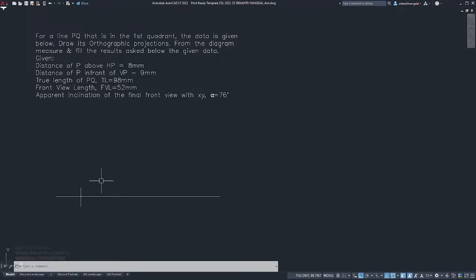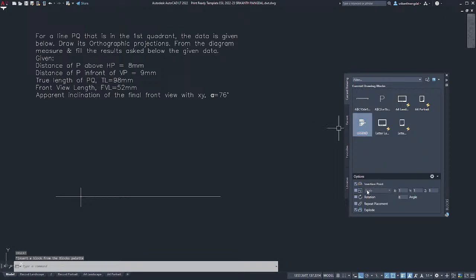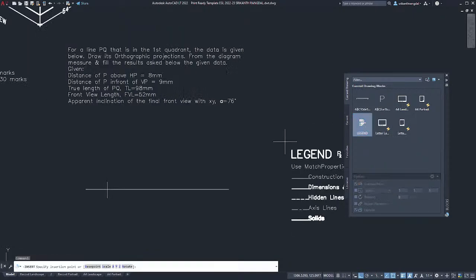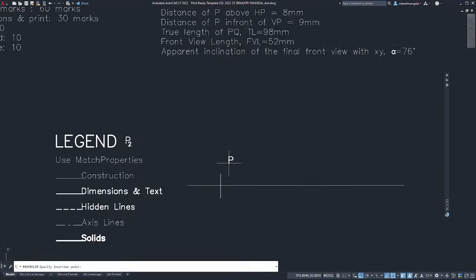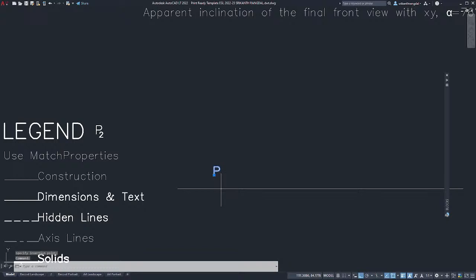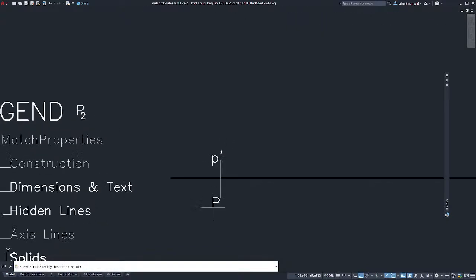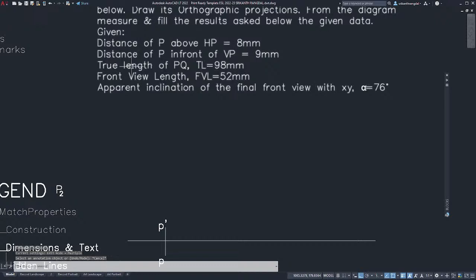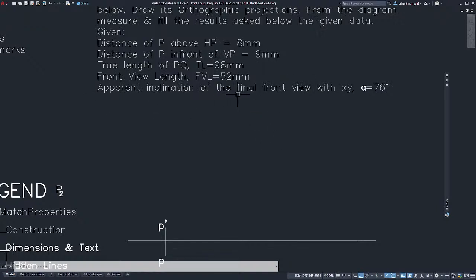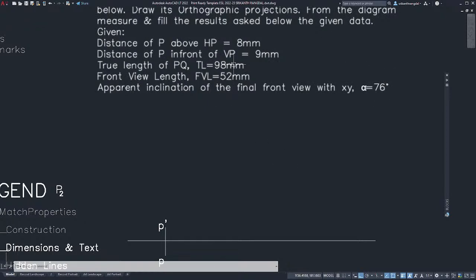So what are the points? For points we have to take the legend. Explode should be on. Let's keep it here. This point, copy paste. So this here is the front view. So small p dash is the front view. Small p is the top view. Then true length of the line is given, that is 98 mm. Front view length has been given, that is 52 mm. And apparent inclination of the front view is also given. So front view length and its inclination both are given to us.